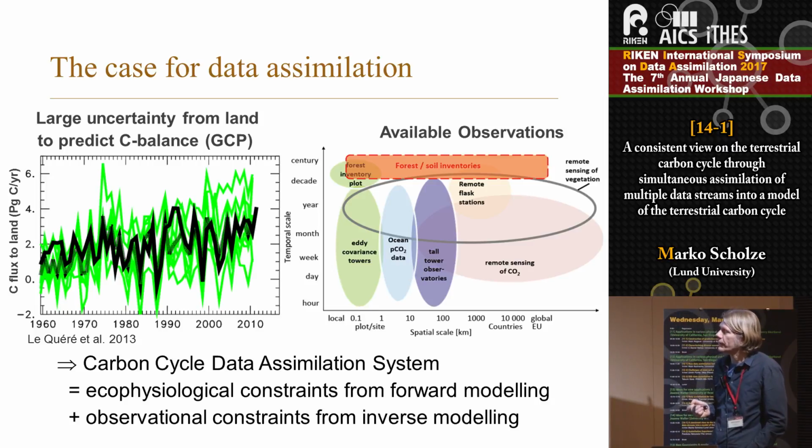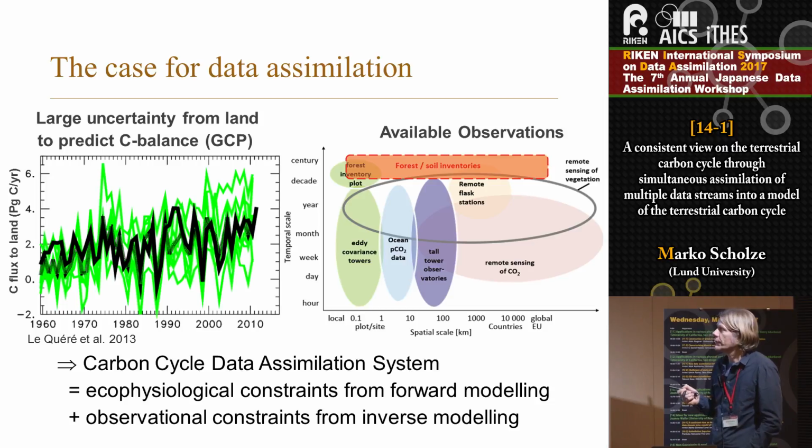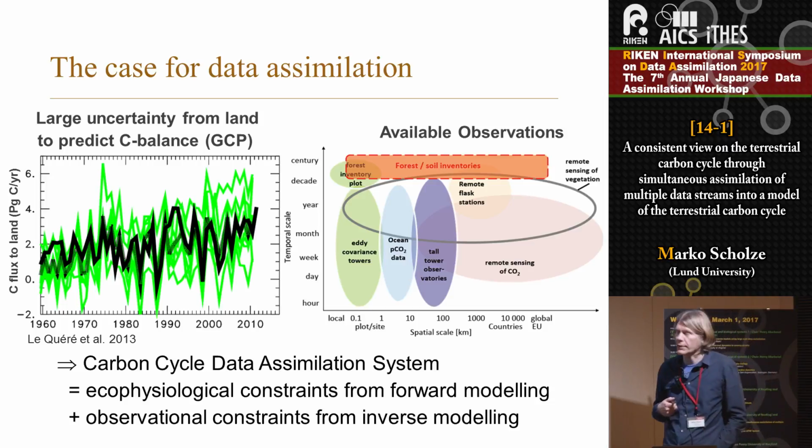So we do have knowledge about the processes. So we have ecophysiological constraints from the forward modeling. And on the other hand, we have lots of information which we can use, lots of observations of different types which are relevant for the land atmosphere CO2 flux.